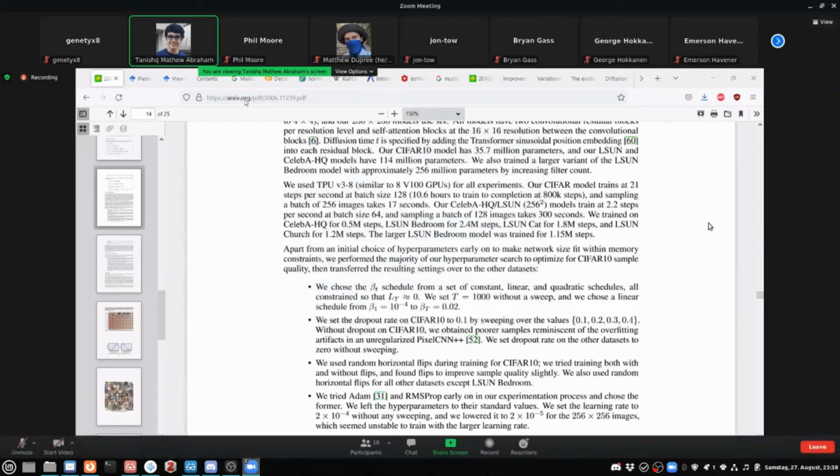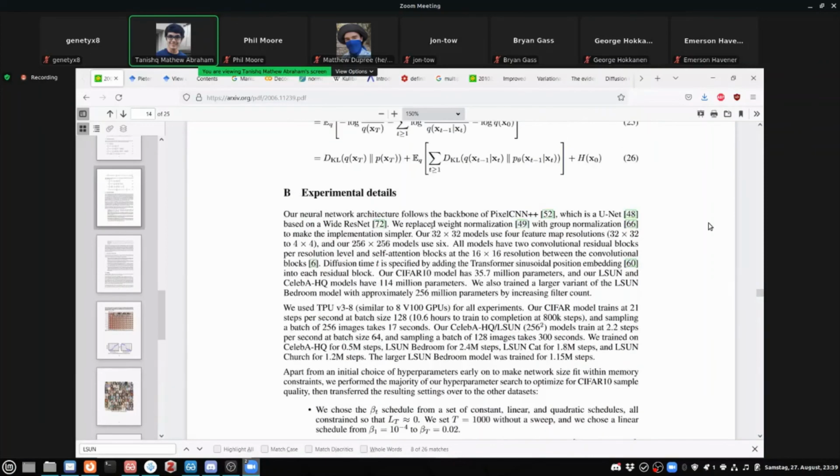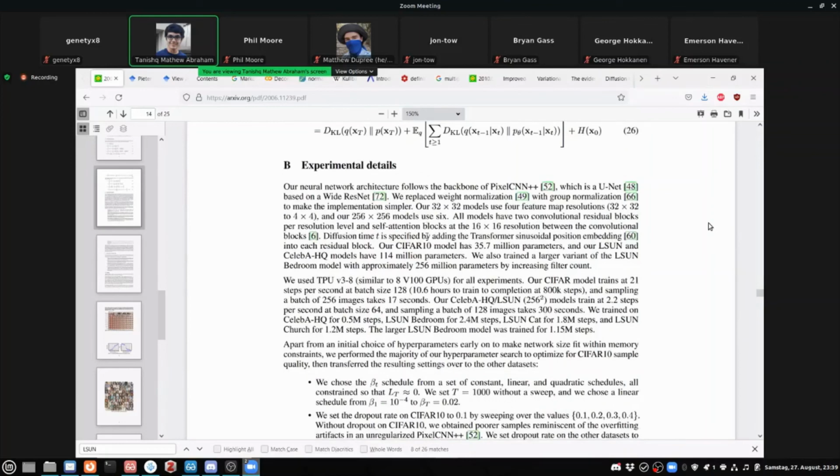Interestingly, they did use a TPU to train all these models. But I don't know, some of these models, like CIFAR, are pretty small images. I don't know why they needed a TPU.